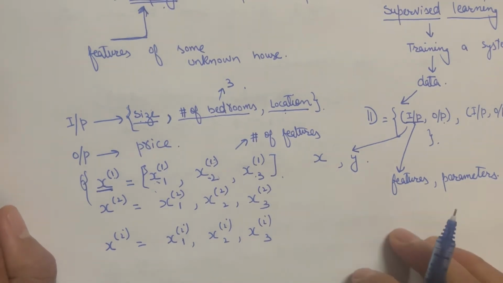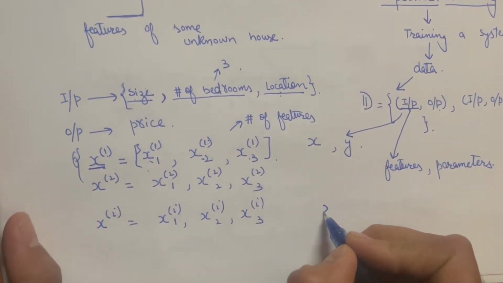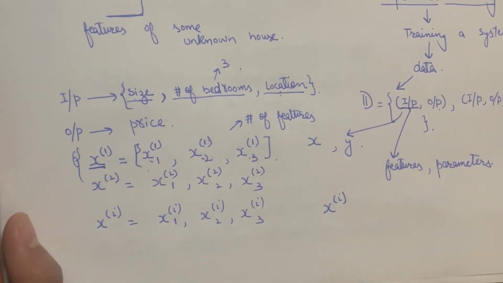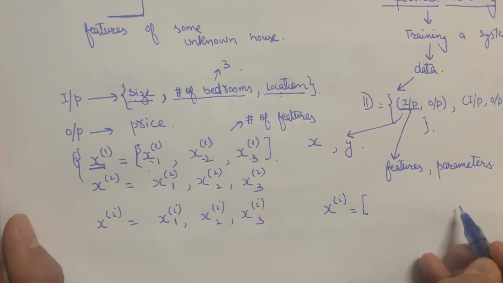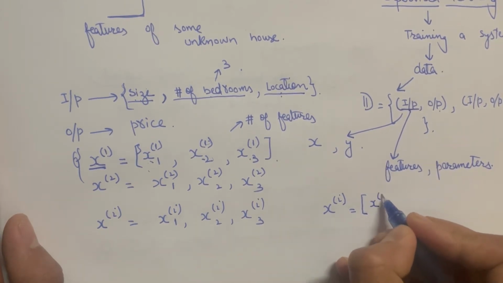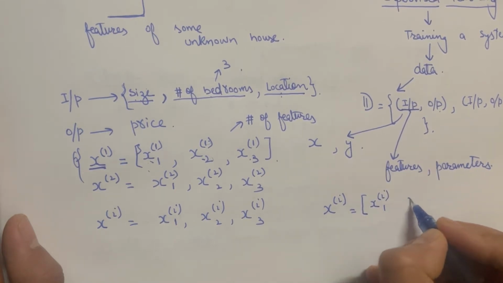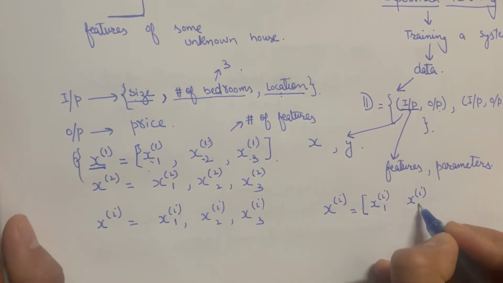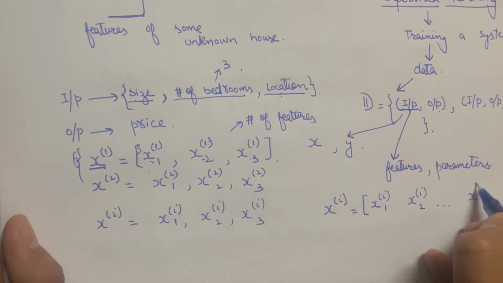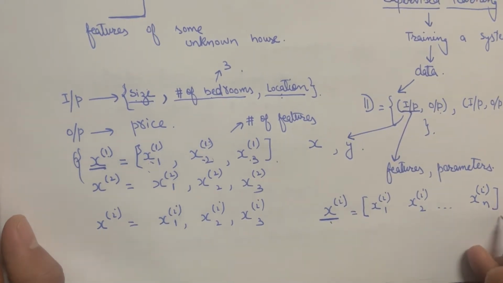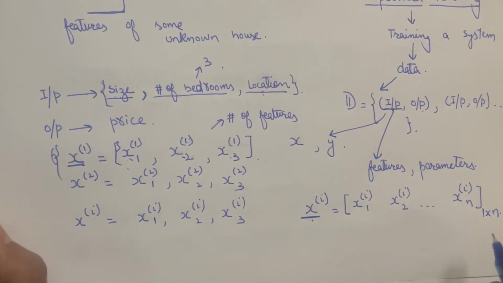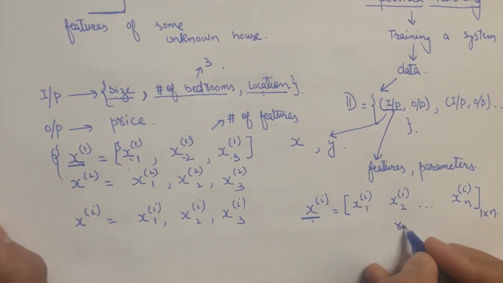And let's say if there are n features, then for every ith input, what will be the row size? How many features are there? n. So the first will be xi1, the second will be xi2, up to xin. This will be the nth feature. So we can say that every input is a 1 cross n matrix, a 1 cross n row vector.